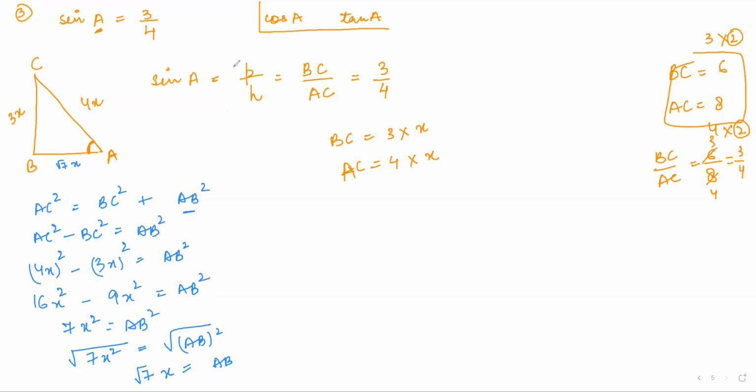Okay, now come to cos of A. Cos means base upon hypotenuse. Now, which side is base here? AB, right? AB, and hypotenuse is AC. Now, AB I have found, which is root 7x. AC is 4x. So x cancels out. This is simply root 7 by 4. Clear?